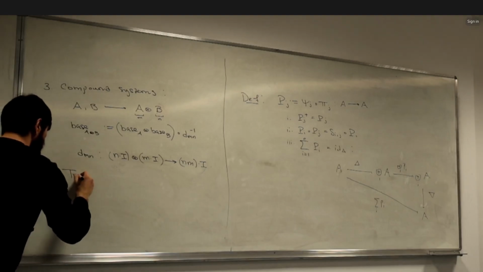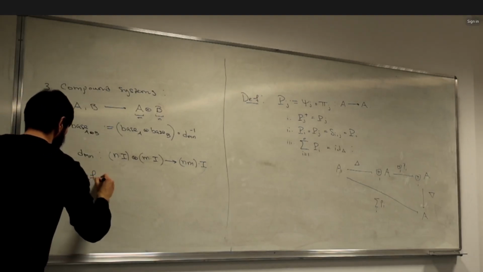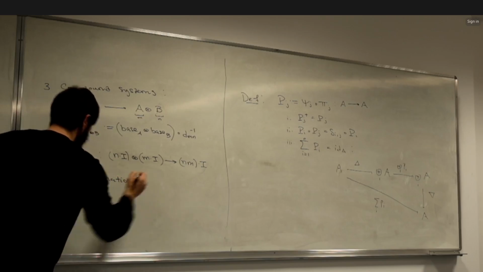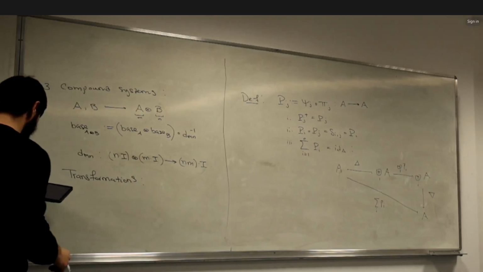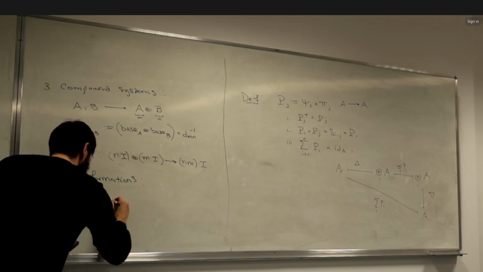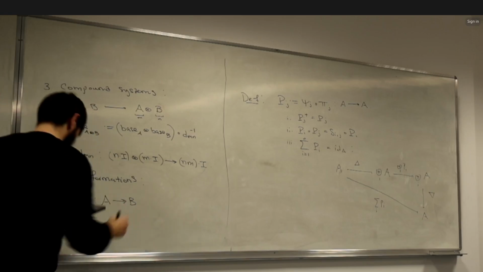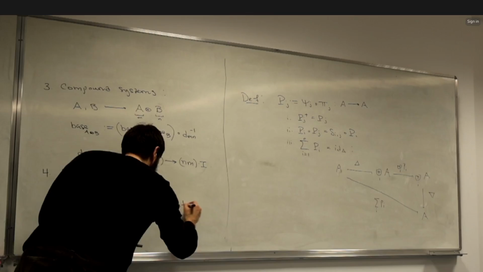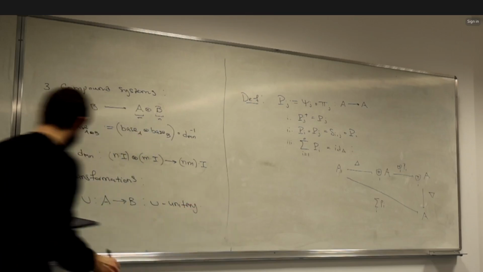Transformations. This one is fairly straightforward. It's exactly like you would expect. These are maps A to B, where U is unitary.